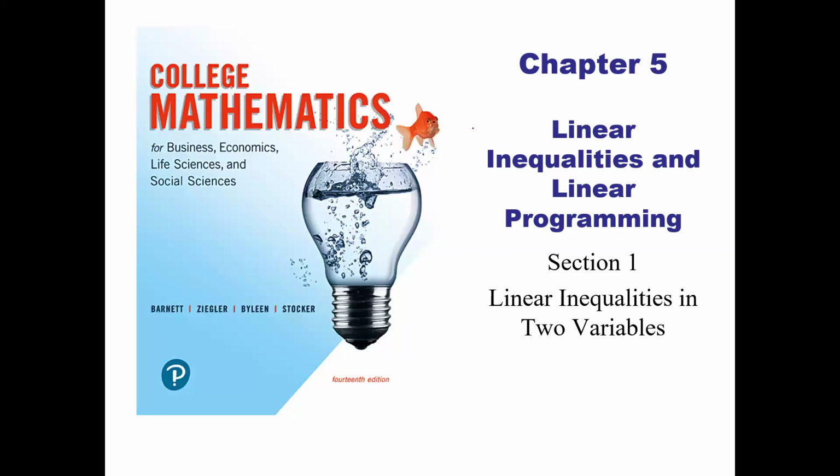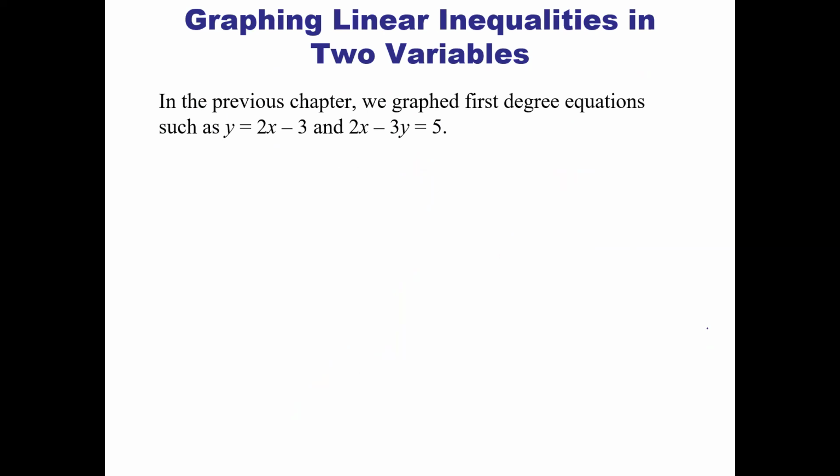All right, we're in chapter 5 now on linear inequalities and linear programming. This is section 1, which is linear inequalities in two variables. In the previous chapter, we looked at graphing first degree equations such as y equals 2x minus 3 or 2x minus 3 equals 5. Those are linear equations.